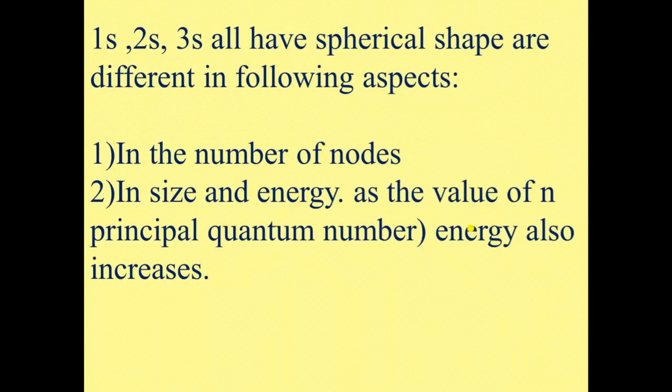Now 1s, 2s, 3s all have spherical shape, but are different in the following aspects. First is the number of nodes, second is size and energy. As the value of n, that means the principal quantum number, increases, the energy also increases.